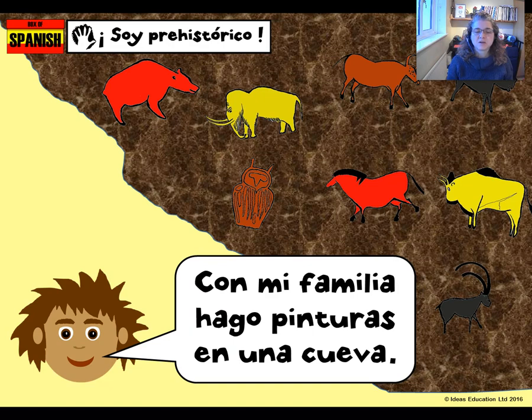Next, he said, con mi familia hago pinturas en una cueva. Can you remember what he was telling us there? We noticed, didn't we, that there are some words quite like English to help us. Con mi familia, with my family. Hago pinturas, I make paintings. En una cueva, in a cave. And you can see some examples of the paintings that they've made in the cave.